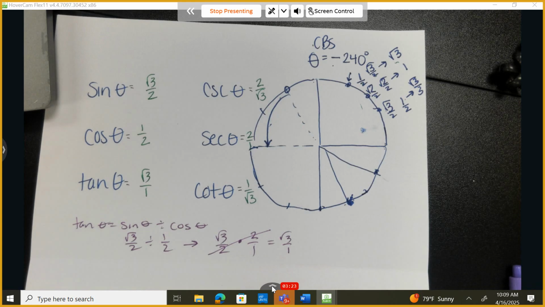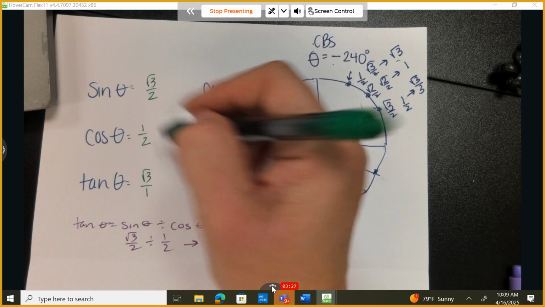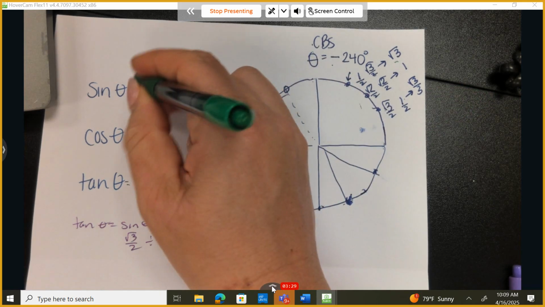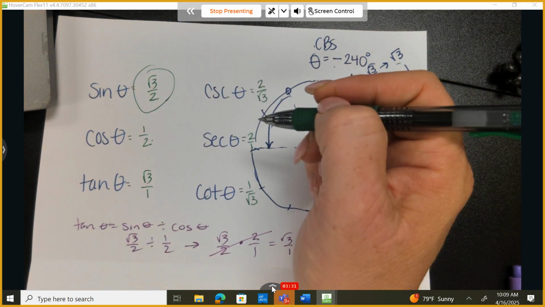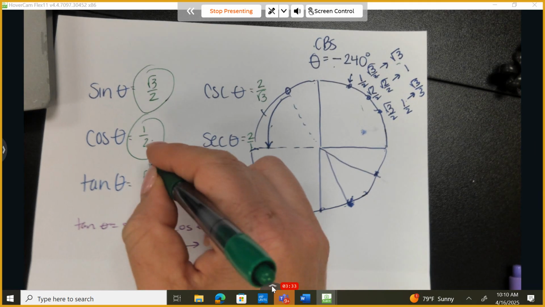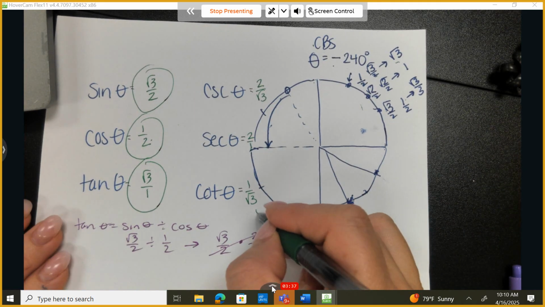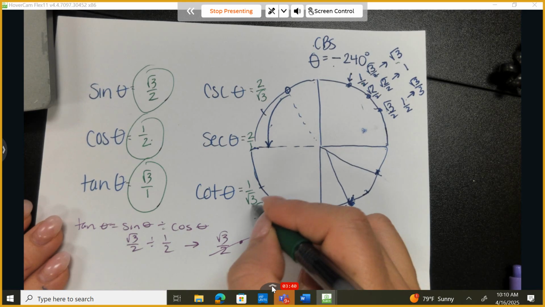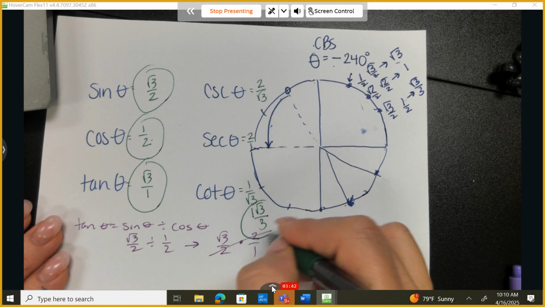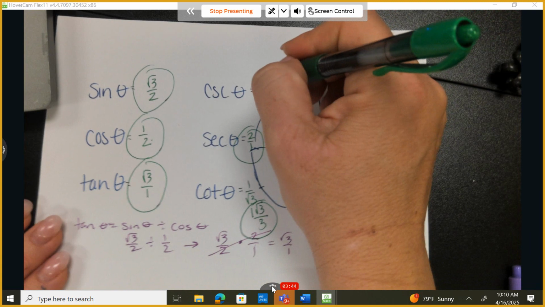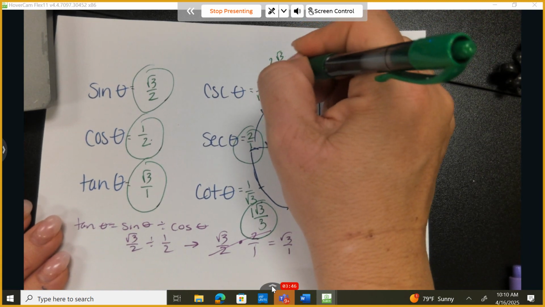Before I even worry about whether things should be positive or negative, is this in the correct form? Yes, because there's no square root in the bottom. Is this in the correct form? Yeah, there's no square root in the bottom. Uh-oh, we got trouble here. How do I rewrite this? I throw the square root up on top, so 1 square root of 3 over 3. Correct form? Correct form. I have to do the same thing here: 2 square roots of 3 over 3.